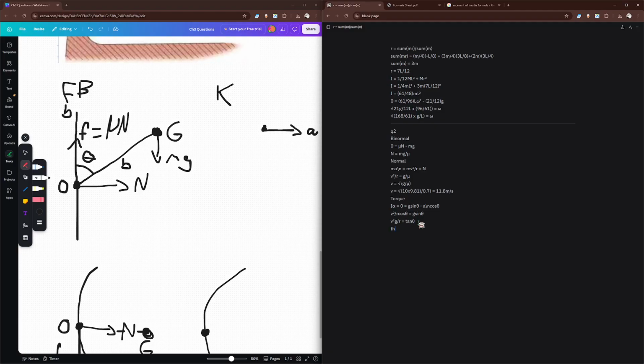We get a theta, which is equal to, let's see, inverse tangent of this squared times 9.81 divided by 10, or sorry, this is supposed to be over gR. I miswrote that. So this gives us a theta of 55.0 degrees. And that is that question.